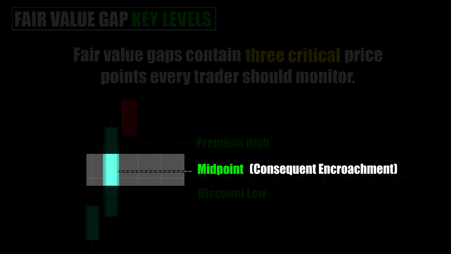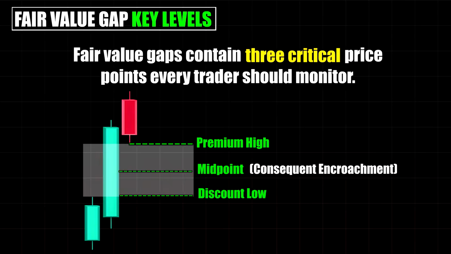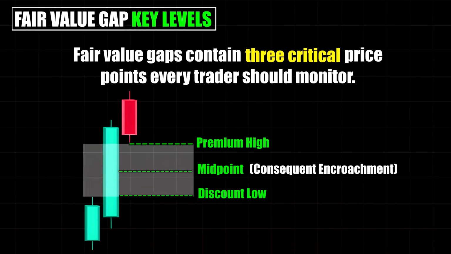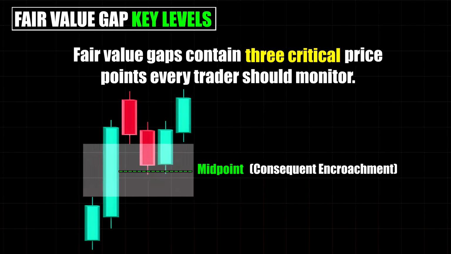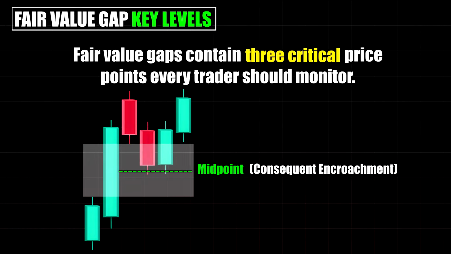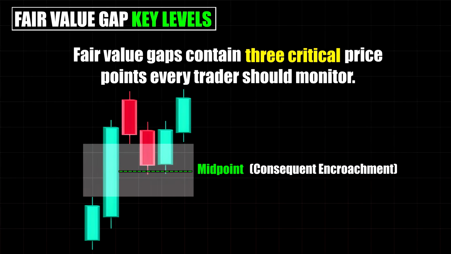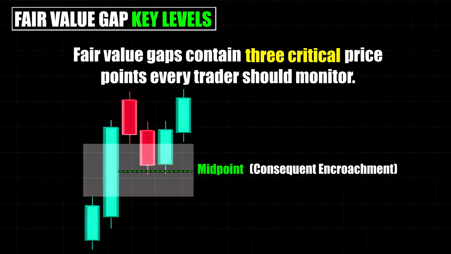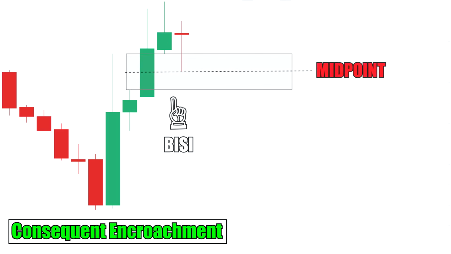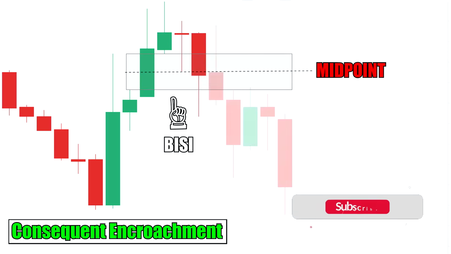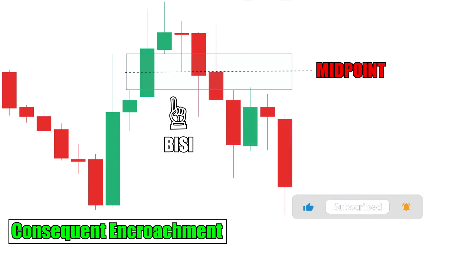The midpoint of the fair value gap is the most significant because it represents the 50% level of the fair value gap. If price revisits the fair value gap and respects this midpoint, it's usually a strong indication that price will continue in its original direction. For example, with a bullish FVG setup, if the price returns into the gap and breaks through the midpoint without any signs of rejection, it often means the bullish imbalance is invalidated and the market is ready to push lower.